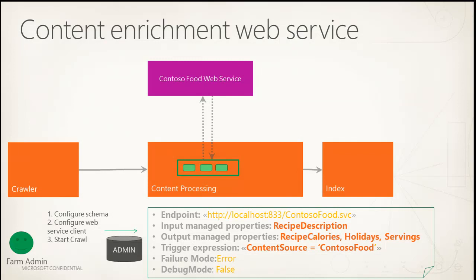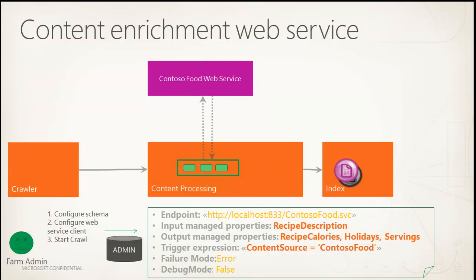So let's just look at an example. If an item comes through and it doesn't have content source Contoso food, it will just go through to the index, and nothing more will happen. If it does contain Contoso food, it will go to the web service, and the web service will do its processing, and then it will go to the index.